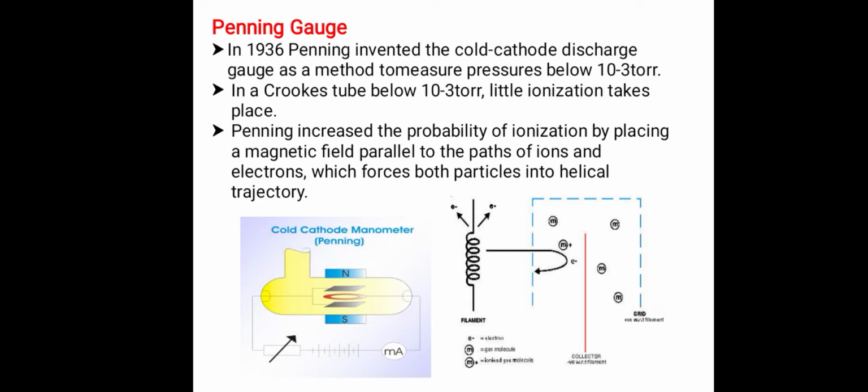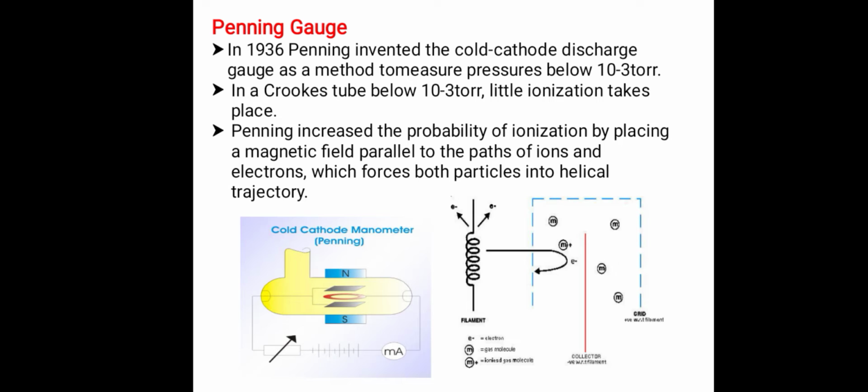The Penning gauge was invented in 1936. It is used to measure pressures below 10 to the power minus 3 torr. As I studied, the McLeod gauge is used to measure pressures less than 10 to the power minus 6 torr, whereas the Pirani gauge is for 1 into 10 to the power minus 5 torr. And today's is 10 to the power minus 3 torr.